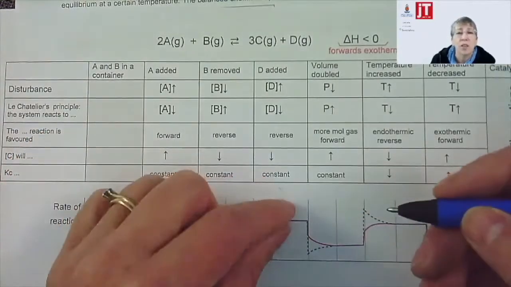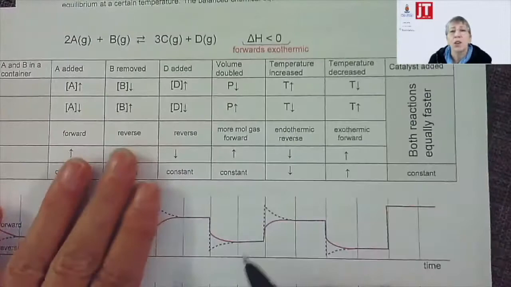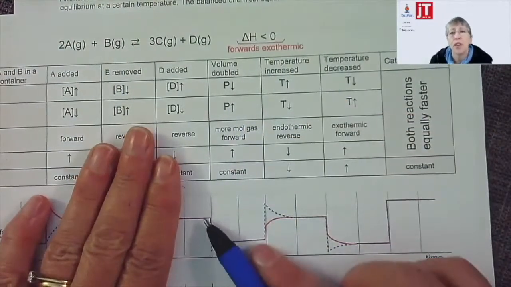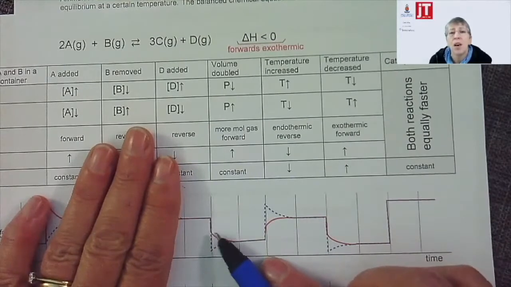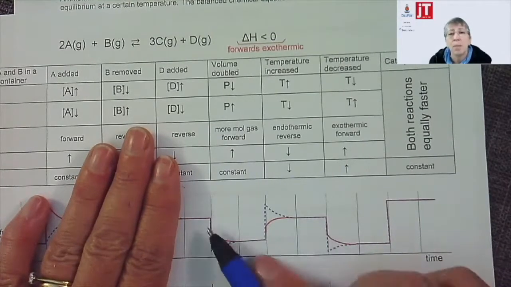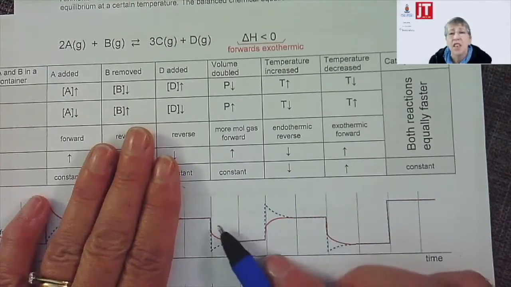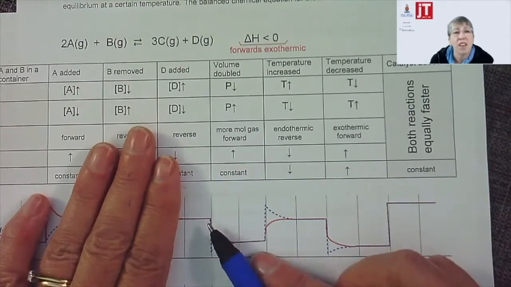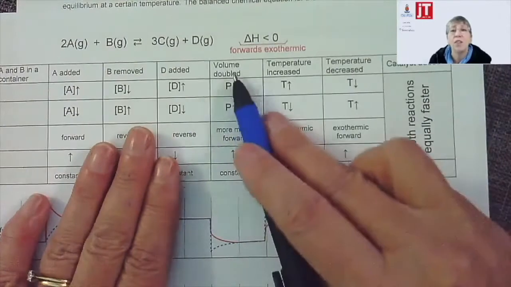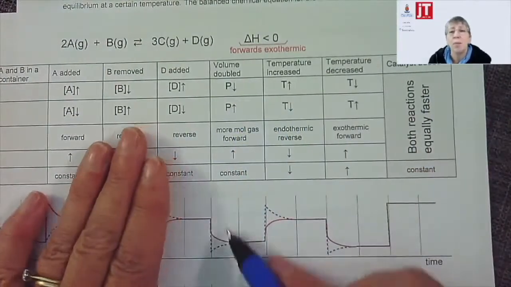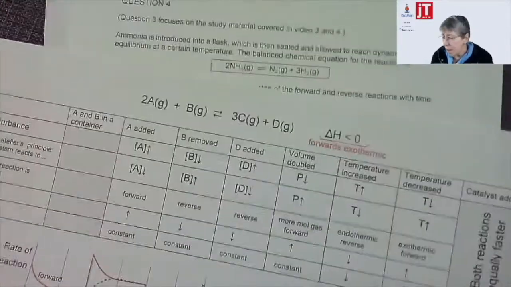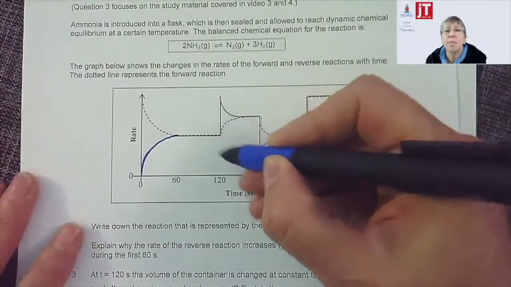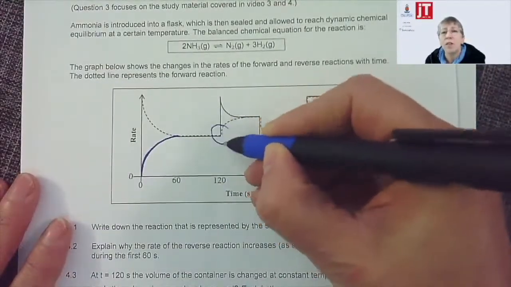So adding or removing only influenced the rate of one reaction, and then they sort of sorted it all out. But when you got to a volume or a temperature change, now for the first time, both of them are going up or down. It's just that one of them is influenced more than the other. So if it's volume and temperature, remember both will be influenced. So over here, you can immediately see both of them are influenced.